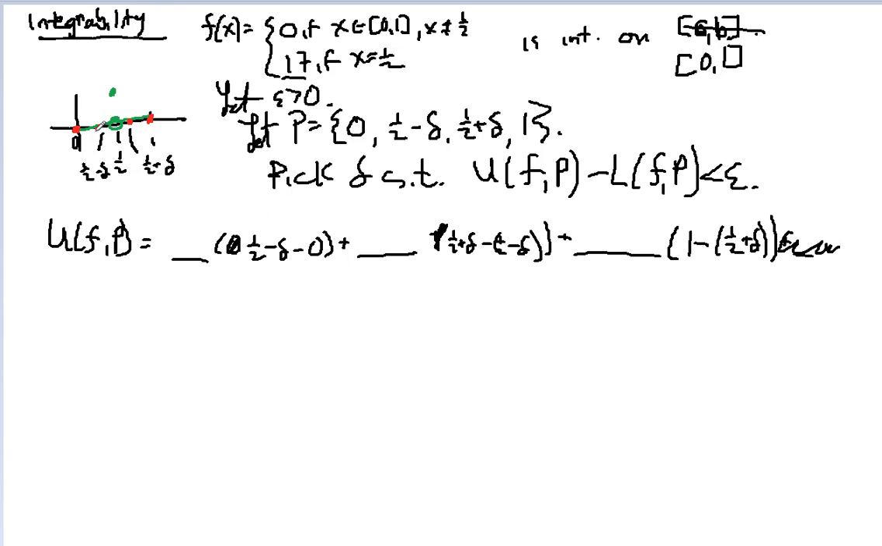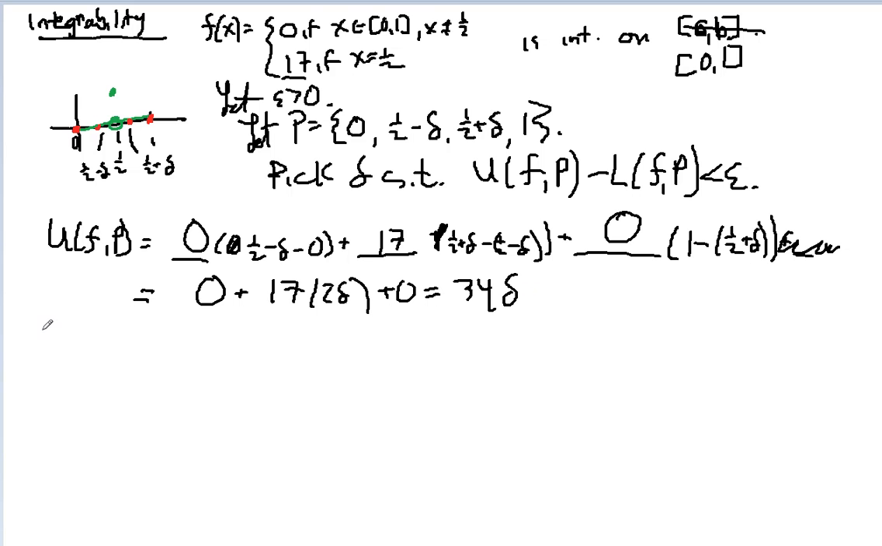And notice from here to here, for the first one, the supremum is actually 0. Similarly for the last bit. The only interesting part is here in the middle. Between these two red points, 1/2 minus delta and 1/2 plus delta, my supremum is actually 17. So this boils down to 0 plus 17 times 2 delta, plus 0, which equals 34 delta. Great.